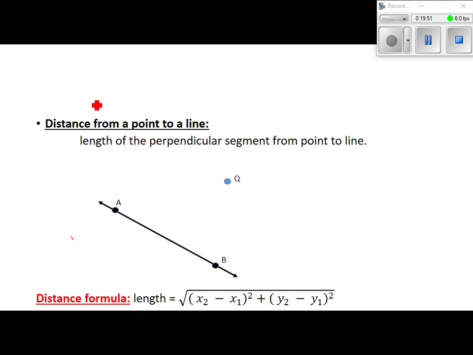All right, draw this. Distance from a point to a line. Again, very important, sort of difficult. If we're looking for the distance from a point to a line, it's always going to be the length of the perpendicular segment from the point to the line. So in other words, if I'm trying to walk from this point to line AB.